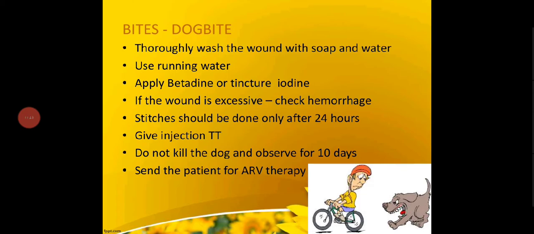If the wound is excessive, check for hemorrhage. If the wound is very deep, then you have to check for the hemorrhage, the bleeding. Stitches should be done only after 24 hours. Give TT injection. Do not kill the dog and observe for 10 days. If the dog is dead, then you have to go for the rabies vaccine and the treatment. Send the patient for ARV therapy, that is anti-rabies therapy.